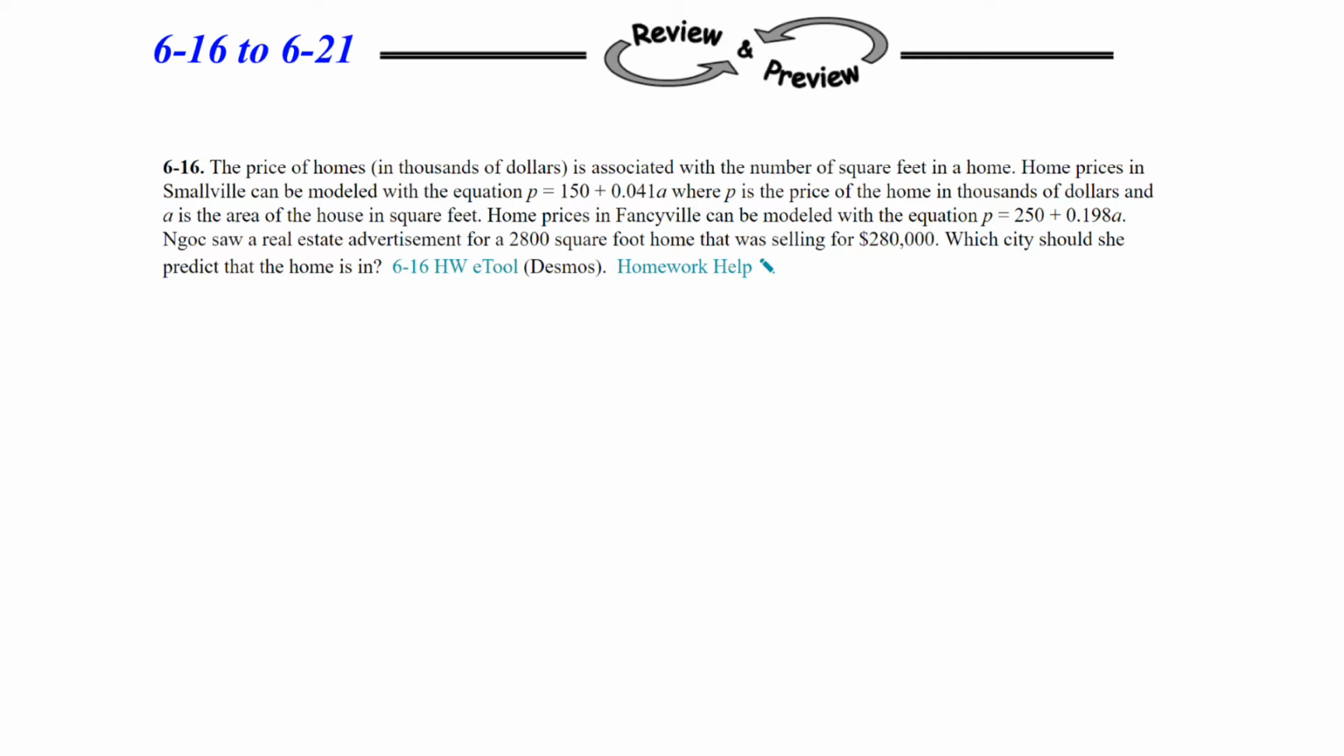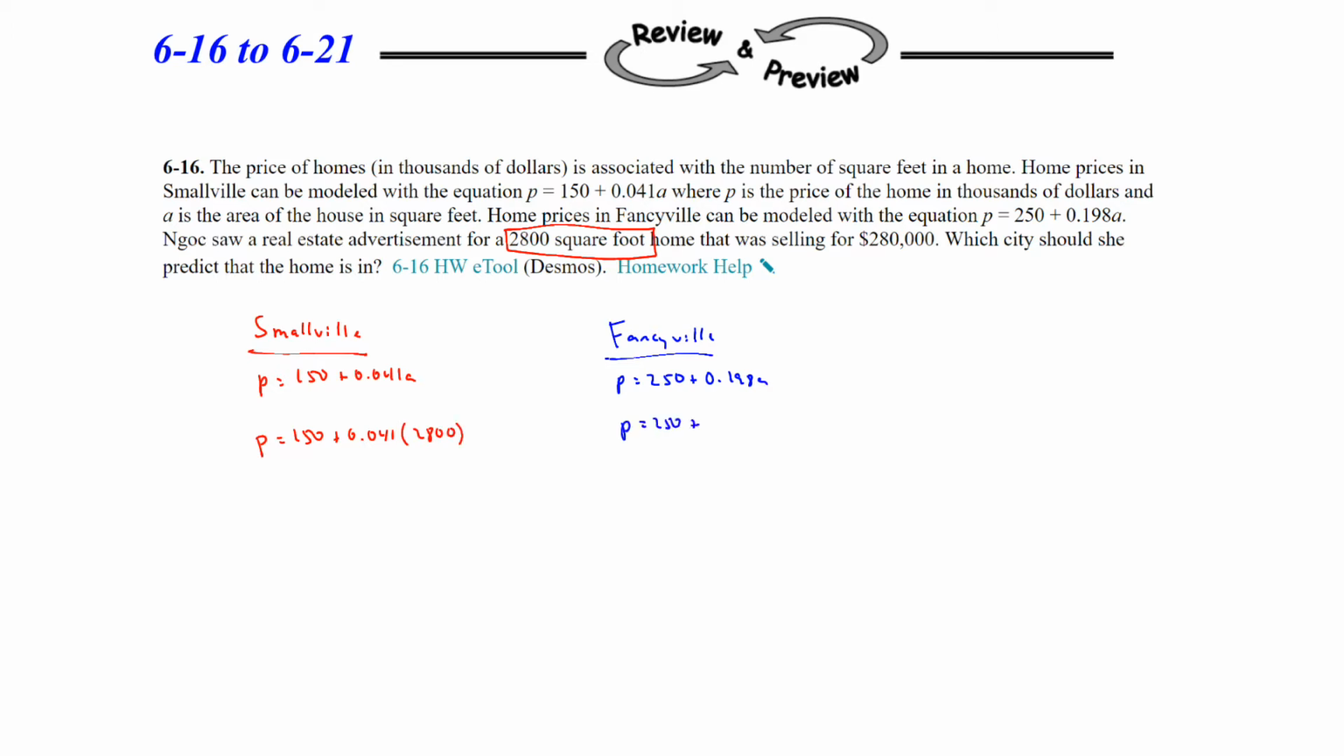So given the two equations, the first one is in Smallville, and that equation is P equals 150 plus 0.041 times A. We can plug in the square footage of the home and see what the price is and see if it matches up to the price of $280,000. And then we can do the same thing with the other town, Fancyville. That equation is P equals 250 plus 0.198A. All we're going to do is plug in the area for each of these, 2,800, into the calculator and see what the price should be.